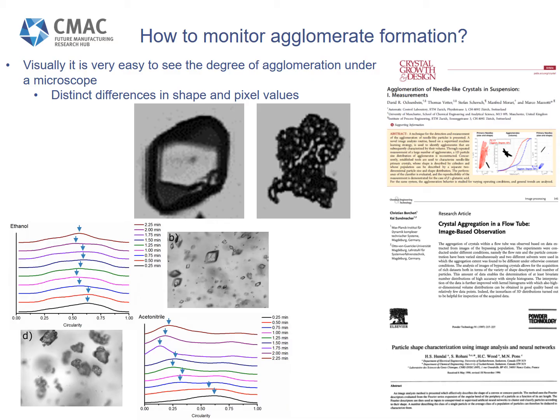Now this is where a high circularity would indicate more single crystal-like particles. For a non-agglomerating solvent such as ethanol, we see that the mode of this distribution does not change significantly in this time. But for something like acetonitrile, where we see large agglomerates forming in images, we see a drastic shift in the mode of this distribution.